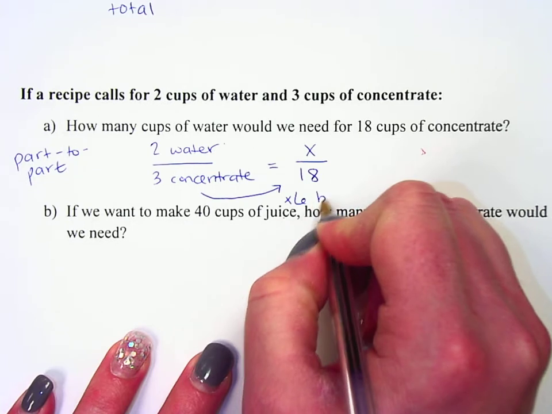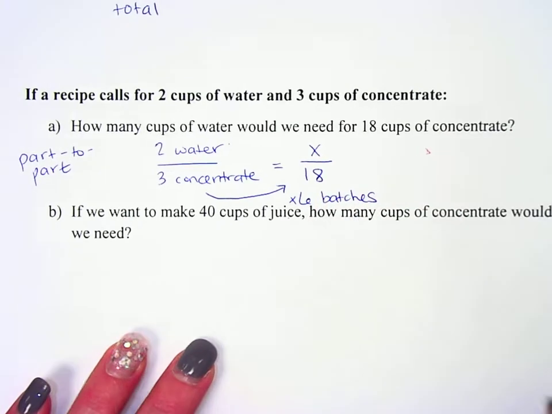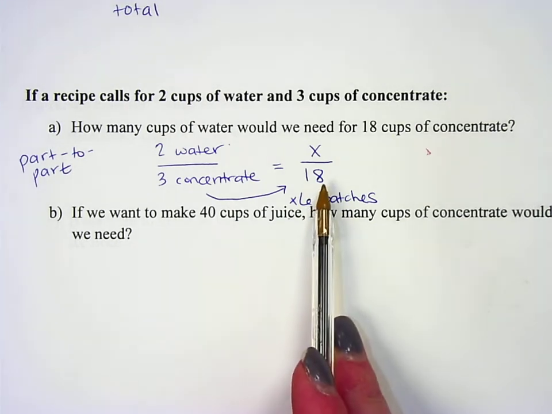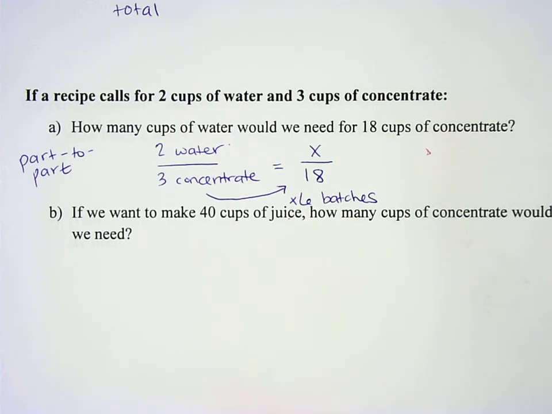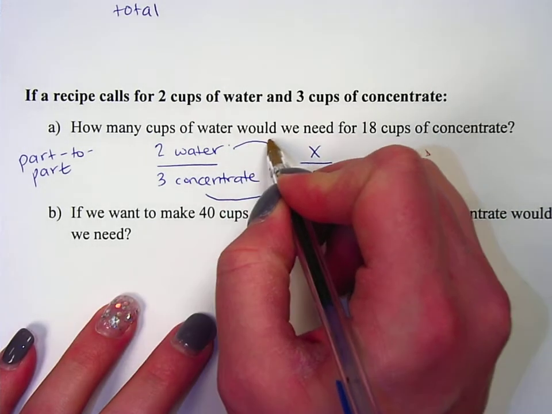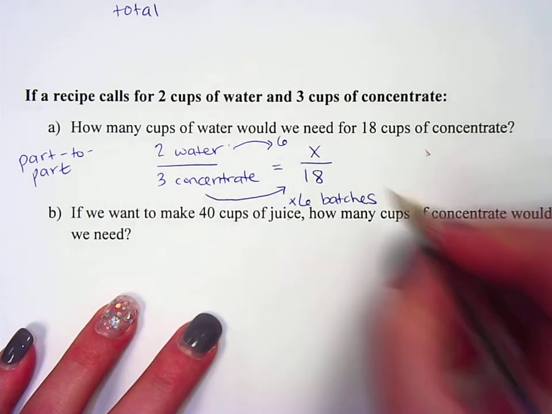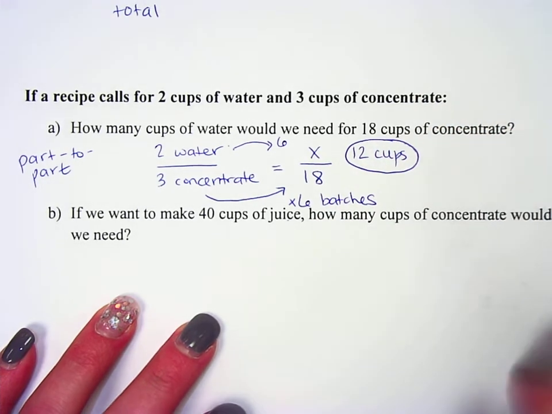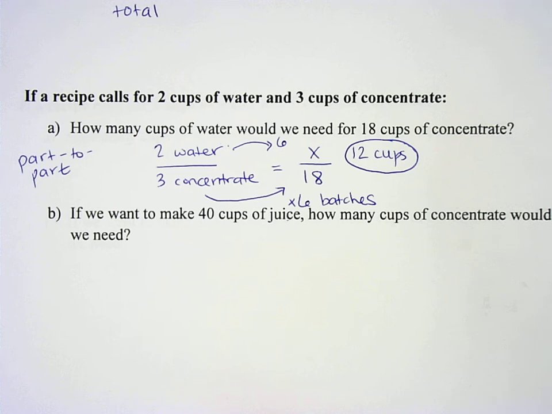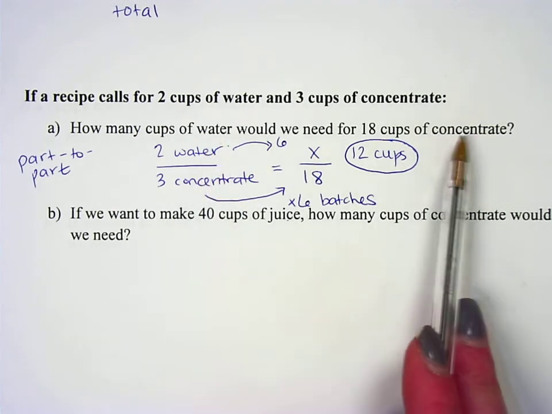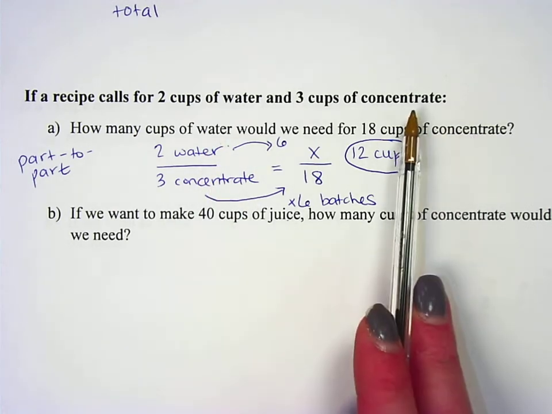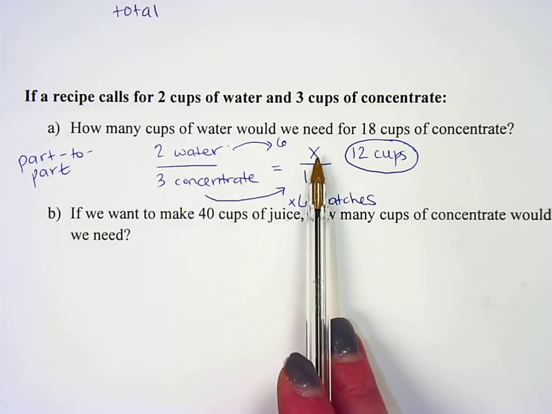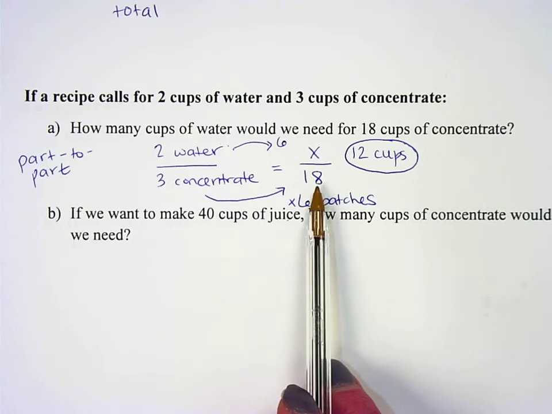I'm thinking times 6 batches. If each individual recipe calls for 3, I could make 6 of those batches using my 18 cups of concentrate. To go along with that, 2 times 6 would give me 12. Again, I made that proportion by comparing my part to my part. We did water to concentrate, so I used it exactly as is: 2 cups water to 3 cups concentrate. That'll give me an x number of water to 18 cups of concentrate total.